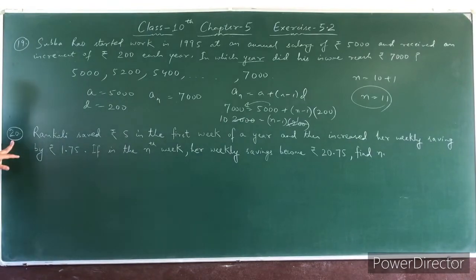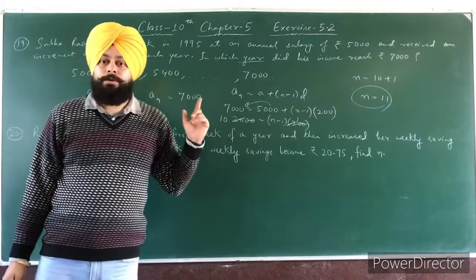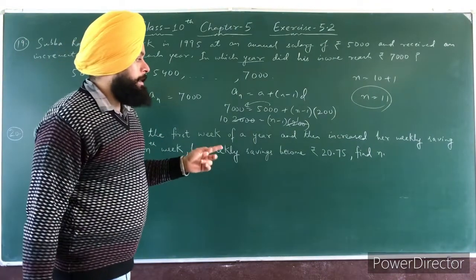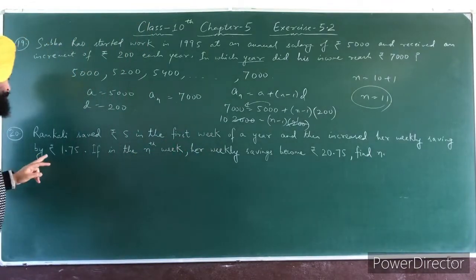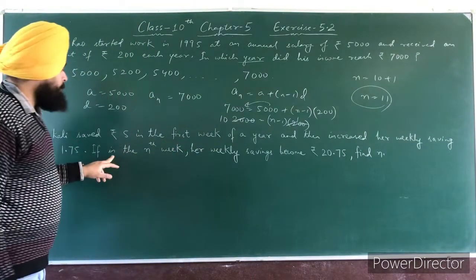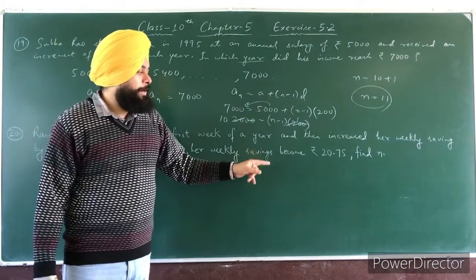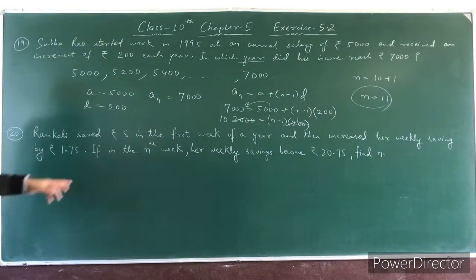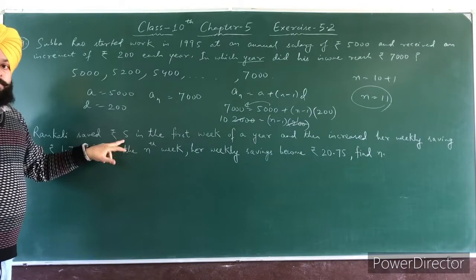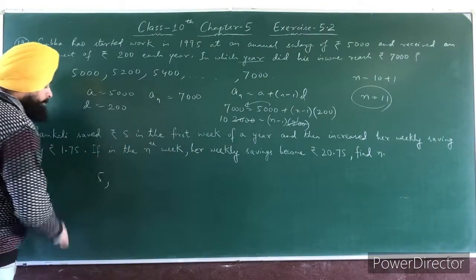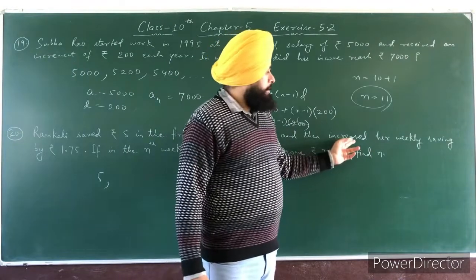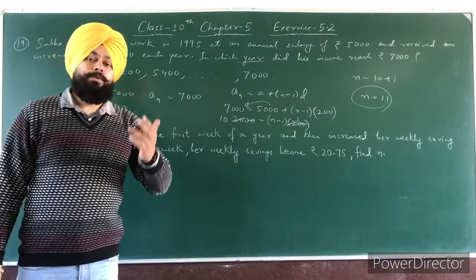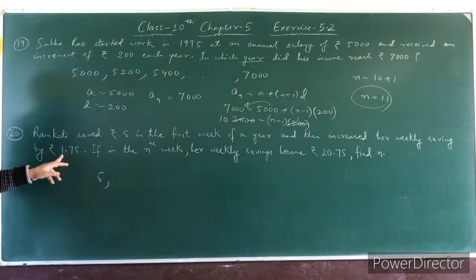So now see the next question, number 20. This is the last question of exercise 5.2. The question is: Ramkali saved rupees 5 in the first week of a year and then increased her weekly saving by rupees 1.75. If in the nth week her weekly saving becomes rupees 20.75, find n. So it is the same as question number 19. In the first week Ramkali saved rupees 5 and she increased her weekly saving by how much? Rupees 1.75. Every week she increased her saving by rupees 1.75.